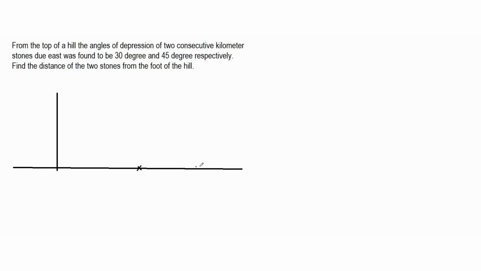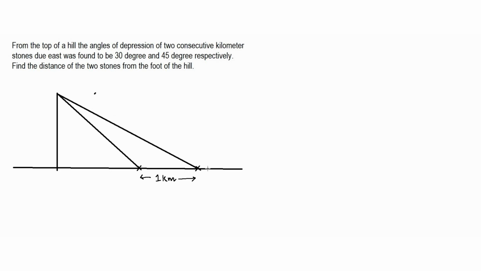So these are the 2 kilometer stones which are placed due east. Now kilometer stones means the distance between them has to be 1 kilometer, right? So 2 kilometer stones would definitely be spaced apart by 1 kilometer. The angle of depression of two consecutive, so because it's consecutive, the distance between them would be 1 kilometer.